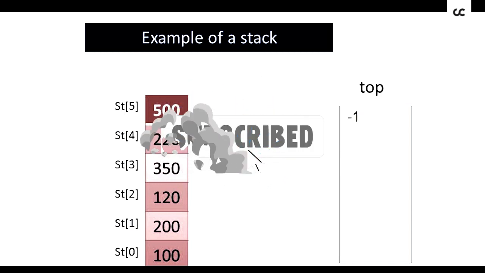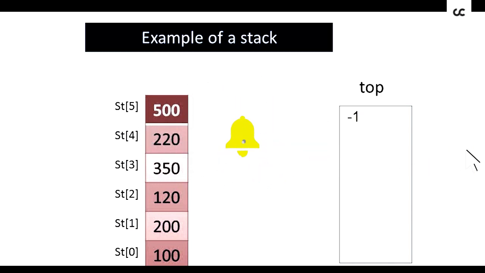Now, initially, I have assumed that this stack is empty, right? When the stack is empty, the value of top will be -1. Now, as you know, in C a subscript cannot be negative. So how can we say -1?